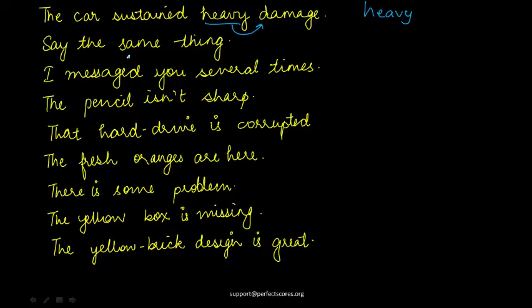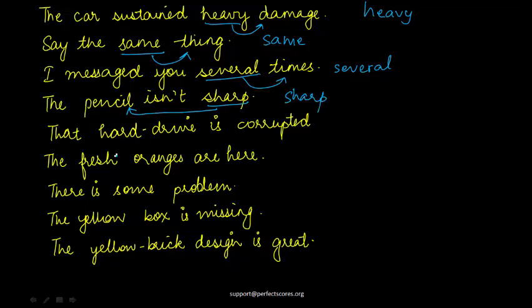Say the same thing. Same describes thing. So same is the adjective here. I messaged you several times. Several describes times. So several is the adjective here. The pencil isn't sharp. So the pencil is not what? It is not sharp. So sharp describes what the pencil is not. So sharp is the adjective.